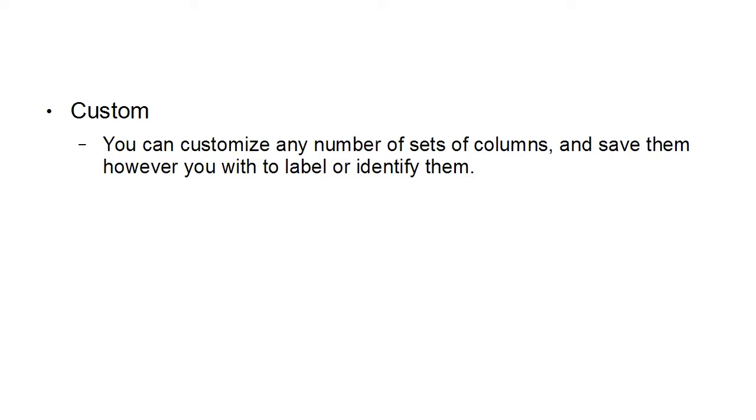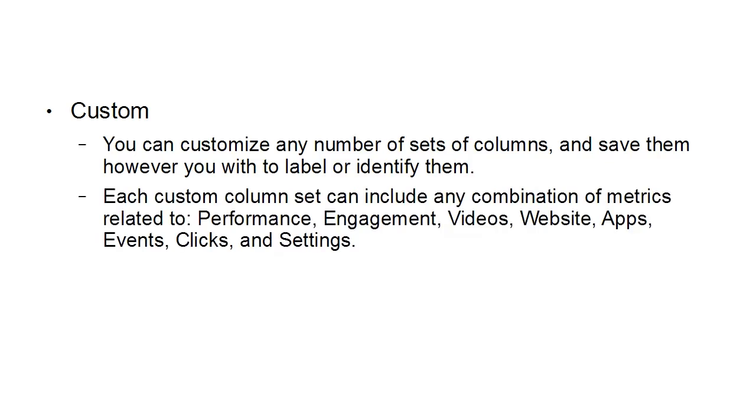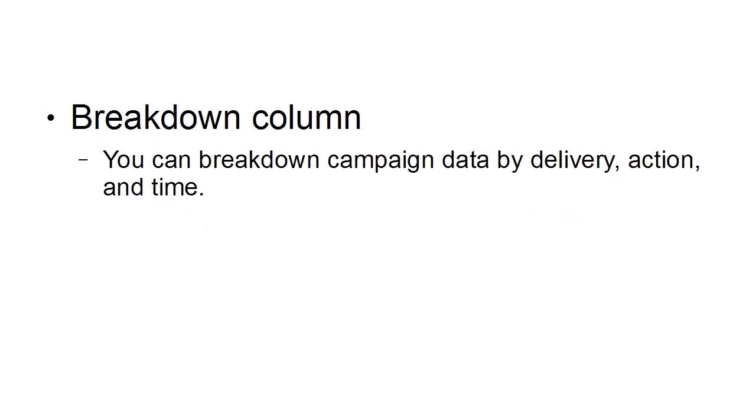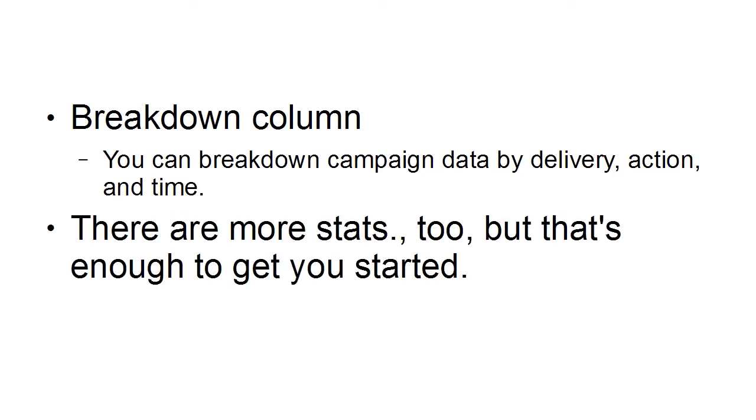And you can also customize the statistics that you want. You can customize any number of sets of columns and save them however you wish to label or identify them. Each custom column set can include any combinations of metrics related to performance, engagements, videos, website, apps, events, clicks, and settings. You can also take a look in the breakdown column, and you can break down campaign data by delivery, action, and time. Now, there are more stats too, but I think that's enough to get you started.